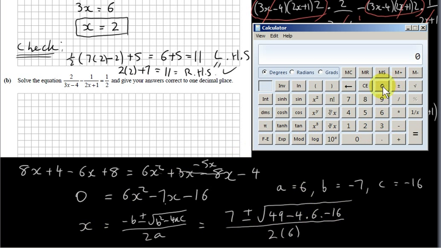Okay, you go to your calculator, plug the discriminant into the calculator. The discriminant is b squared minus 4ac. What's inside the square root sign? 49 minus 4 times 6 times minus 16. That's 433. We want to get the square root of this number.